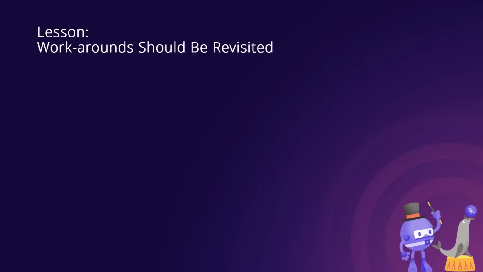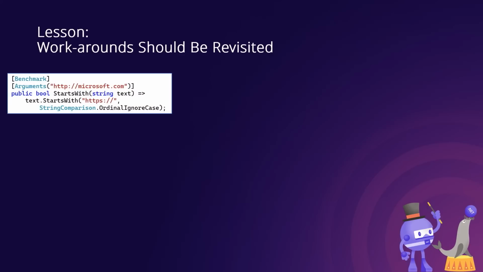Continuing in that theme of taking advantage of these helpers, any place where you're not, it's worth reconsidering: are there workarounds that you've employed where you'd be better off just getting rid of your workaround and going back to the original thing. So here's an example of that. This comes from some real code, which I've simplified down. If I want to see whether a URL begins with https://, I can use starts with, ordinal ignore case, because I don't care about whether it's capital HTTP or lowercase HTTP, and so on.